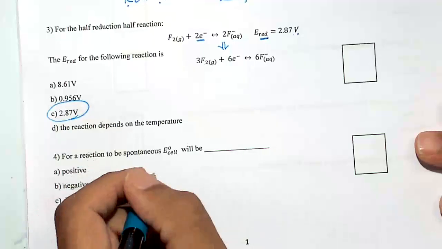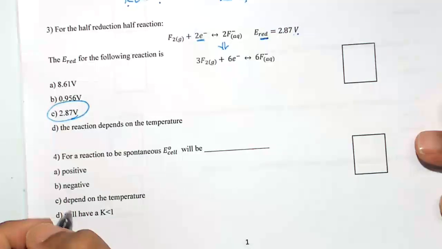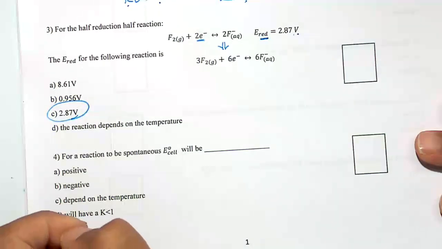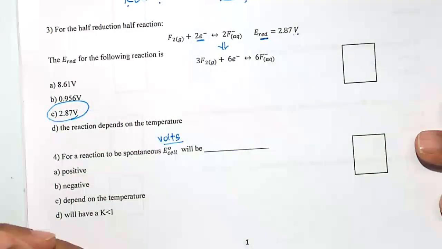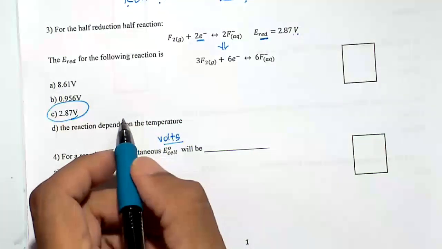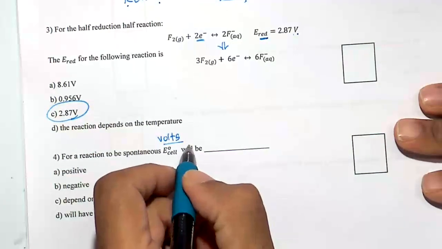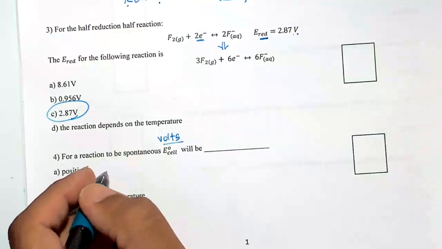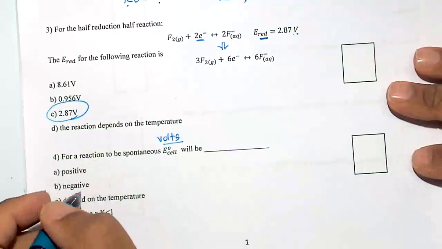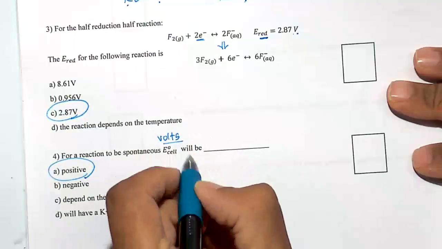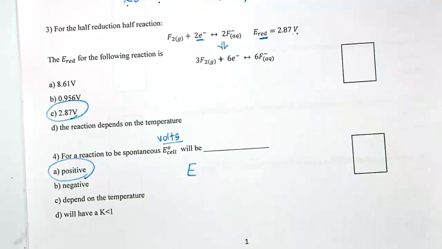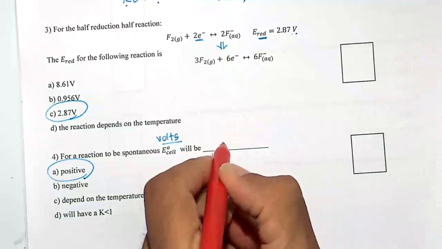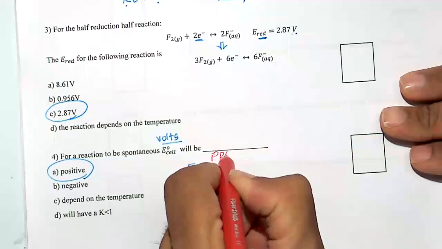For a reaction to be spontaneous, E cell would be what? Positive, negative, have a K less than 1. Remember the units of this are in volts. So if you have positive voltage, what will that mean? It favors the product side. So for a reaction to be spontaneous, what will the E cell be? Positive. So if you want something to favor the products, you should know this. All of these 3 things favor products.